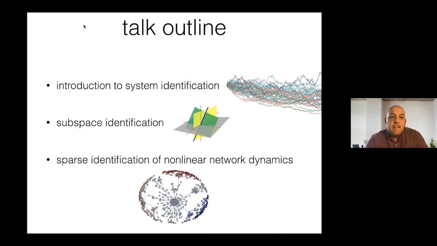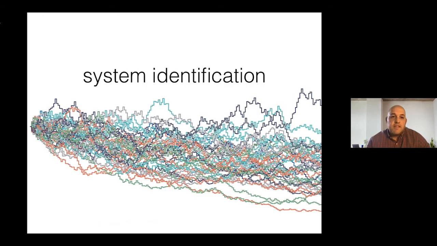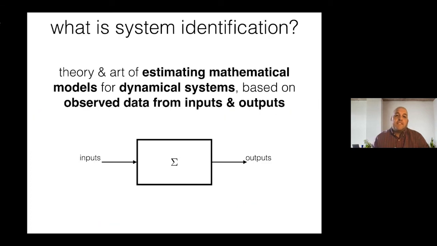So here's the talk outline. I'll give a very high-level introduction to this topic of system identification, and give just a simple example that illustrates some of the ideas. And then if there's time, I'll touch on a couple of more elaborate topics: subspace identification and sparse identification of nonlinear network dynamics, which connects to a couple of the previous presentation topics. So let's start with a 30,000-foot view of system identification.